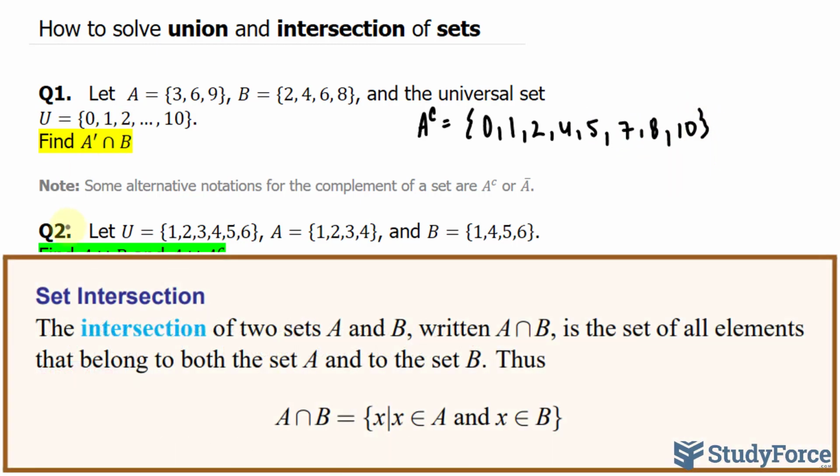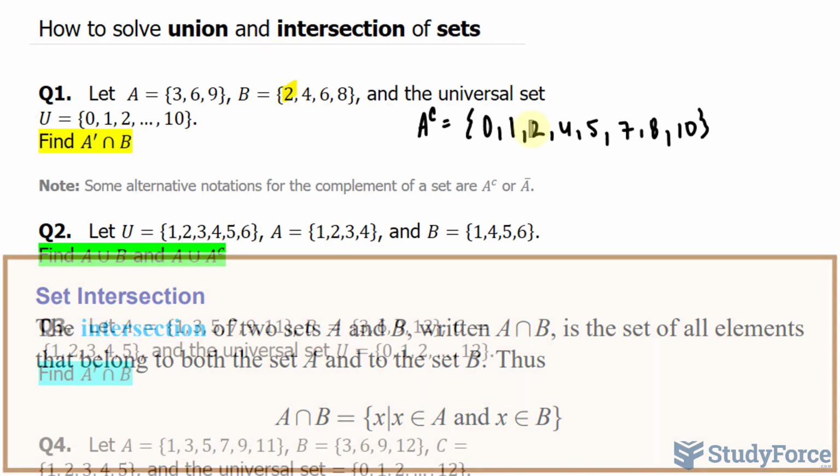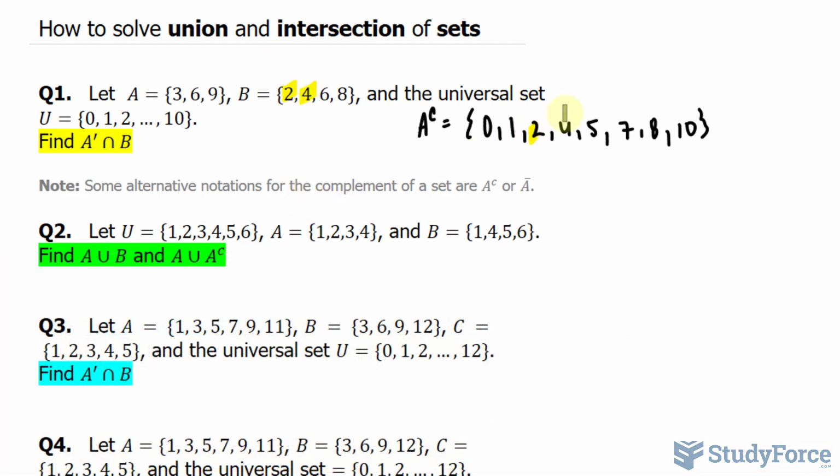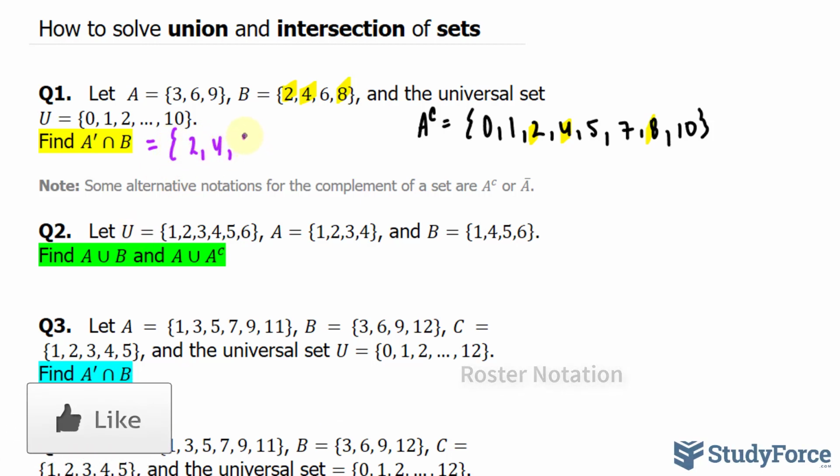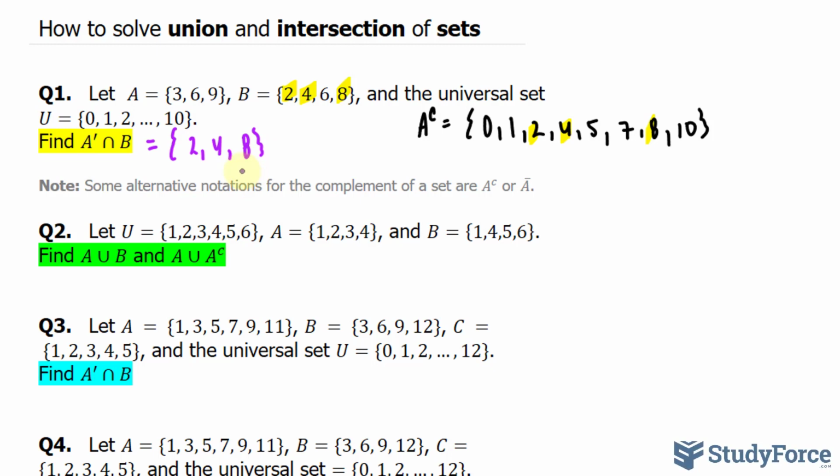Now this intersection symbol is asking what's found in both the complement of A and B. So if you take a look, let's look at some commonalities. We have 2 and this 2, 4, no 6 here, but there's an 8. So this set is comprised of 2, 4, and 8. Those are the members of this set. Let's move on to question 2.